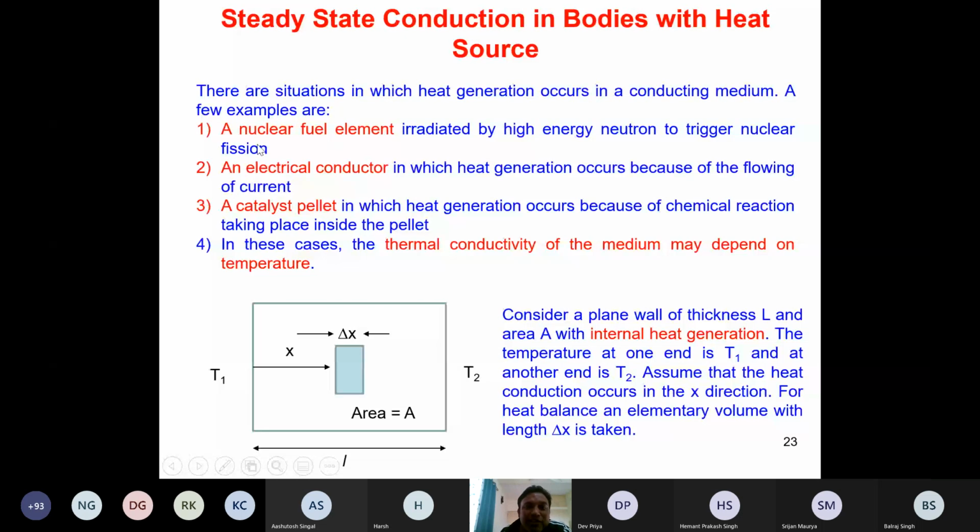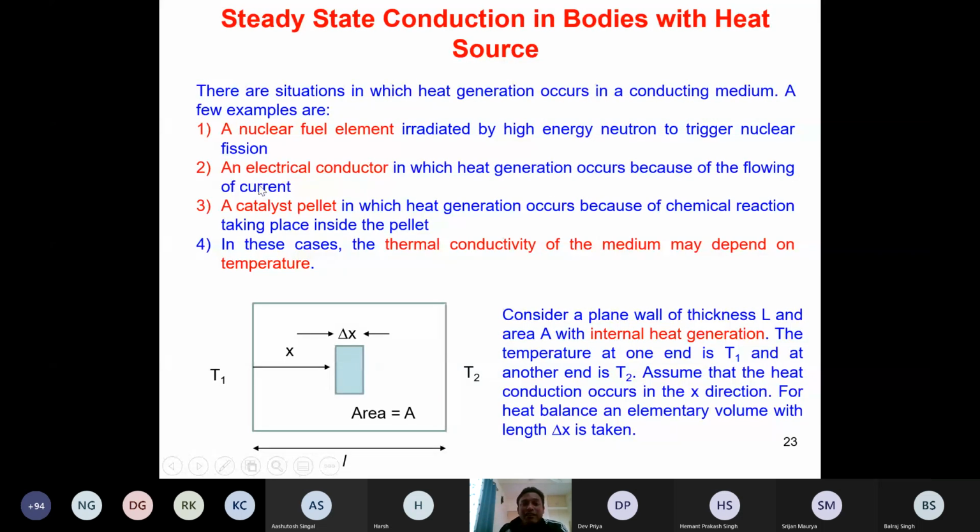For example, if you look at the nuclear reactor, the nuclear fuel is kind of a cylindrical structure, and there is a continuous bombardment of neutrons taking place on the nuclear fuel element, and because of that the heat is generated inside the cylinder. So there is a generation term present.